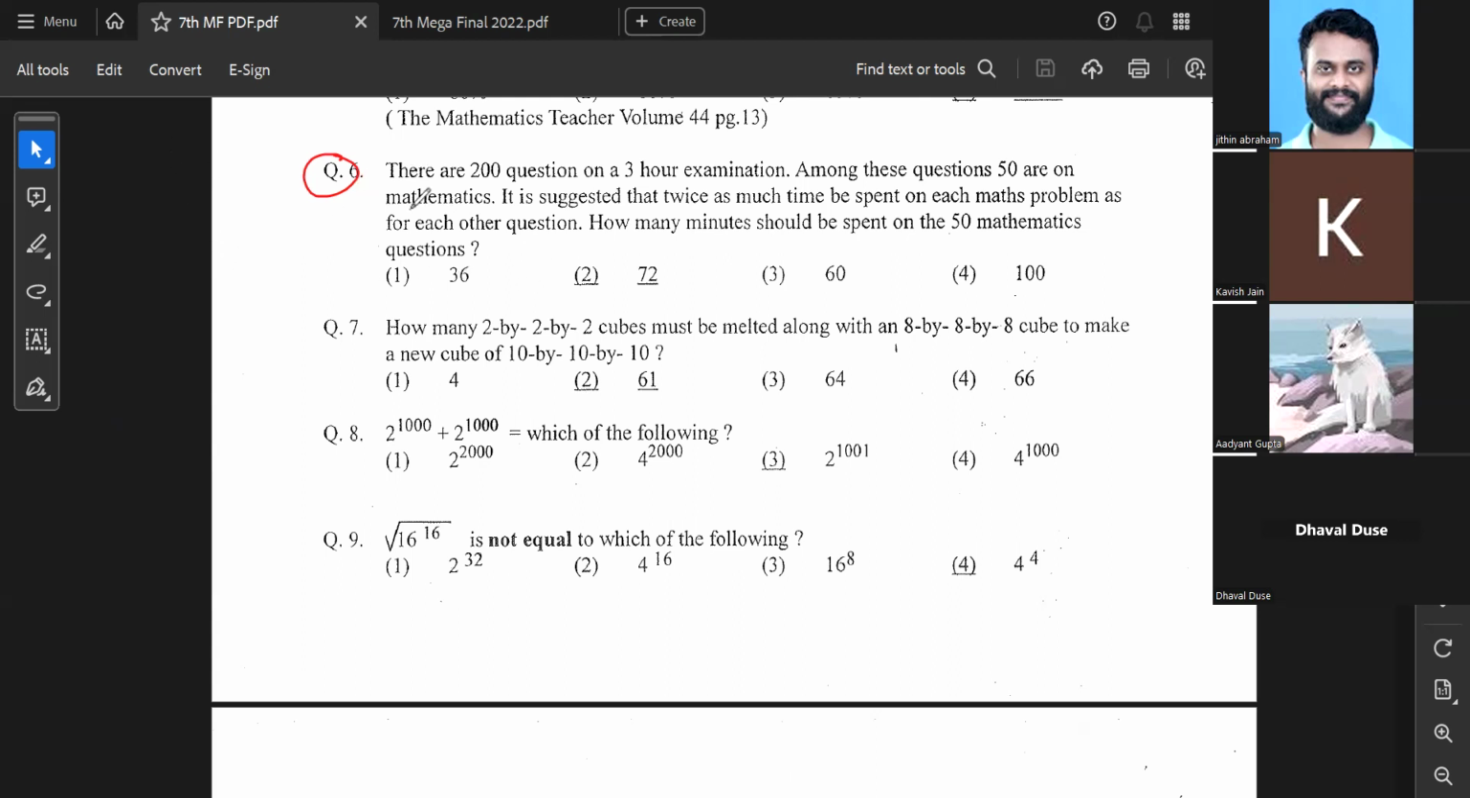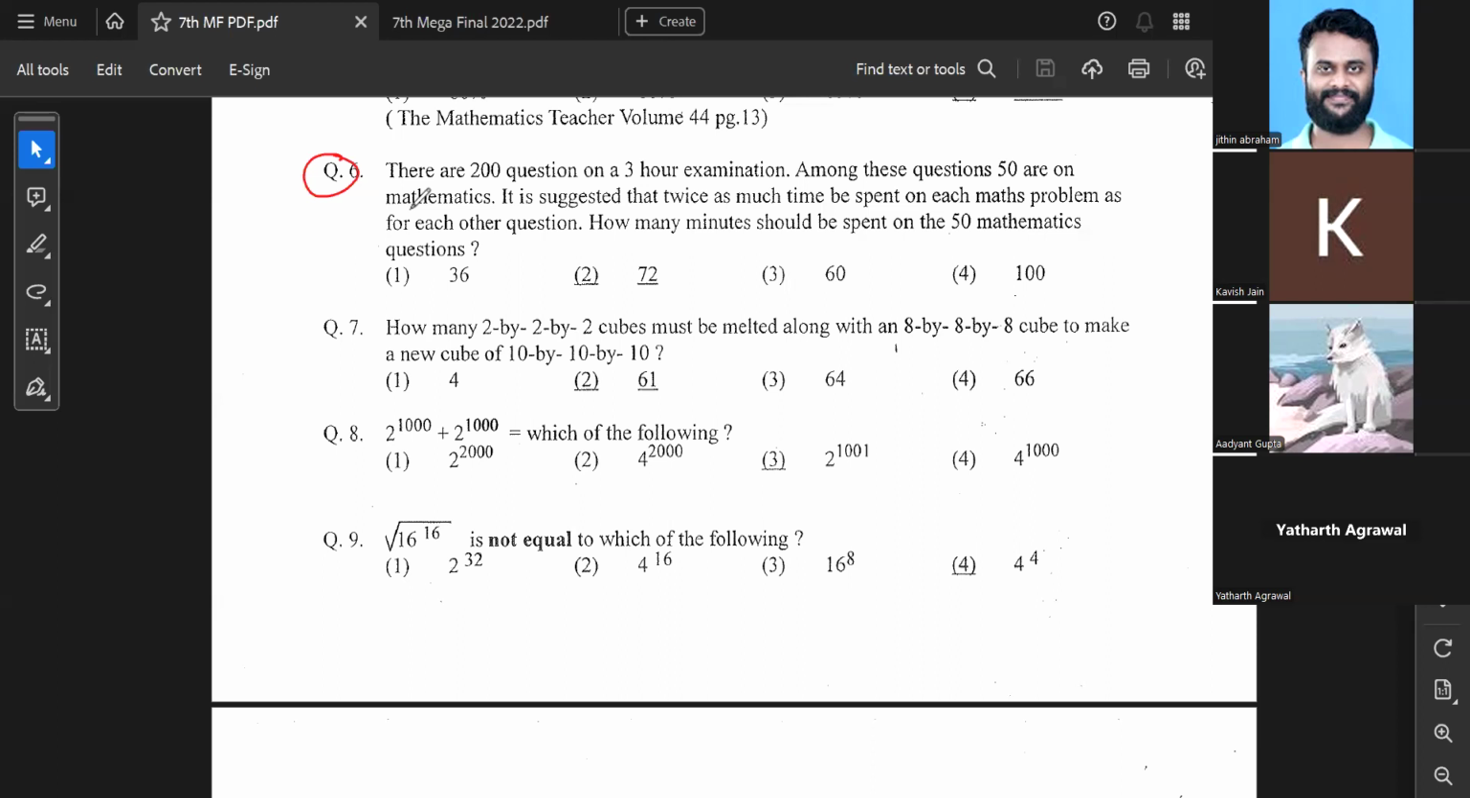Before I solve this, I'm giving 1 minute for you guys to try and let me know what you are going to do. This time I'll give a chance to Yatharth, since he spoke first. So, sir, I assumed 50 as x. If twice as much time should be spent on each maths problem, then it will be 2x, and the rest of the questions will be 3x. So 2x plus 3x is equal to 5x. 5x divided by 180, so that is 36. 36 into 2 is 72.